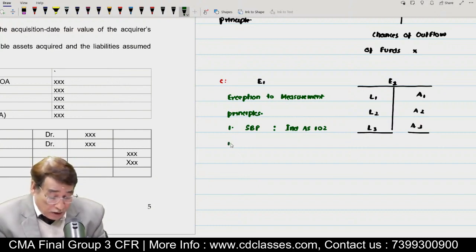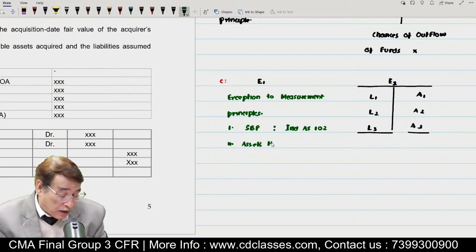Similarly, second point, assets held for sale.